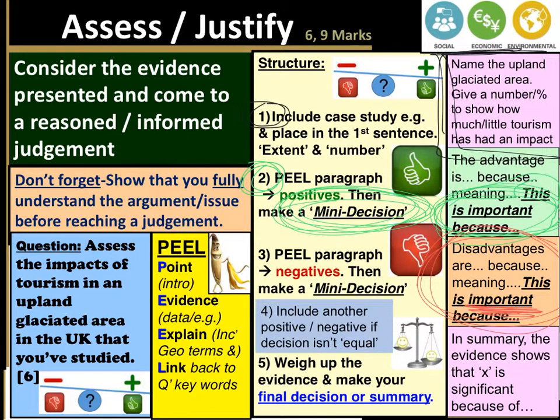Now at this stage you might find you haven't got a balanced idea, you haven't got a balanced point of view, and that's fine, because if you've said 70 or 30%, you now need to be thinking about another positive or another negative. So drop in another PEEL paragraph if that's the case, with a mini decision.